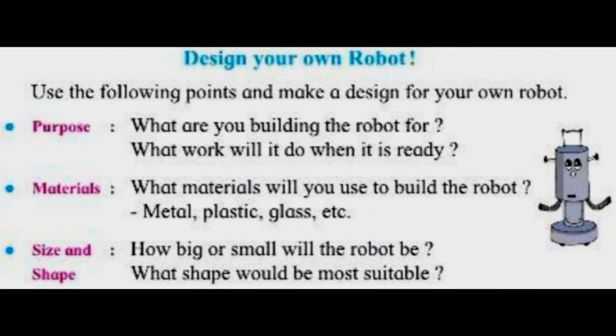So children, now let us see how to design your own robot. Use the following points and make a design for your own robot. Purpose. What are you building the robot for? What work will it do when it is ready? Material. What materials will you use to build the robot? Metal, plastic, glass, etc. Size and shape. How big or small will the robot be? What shape would be most suitable?